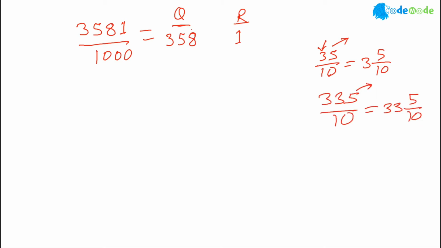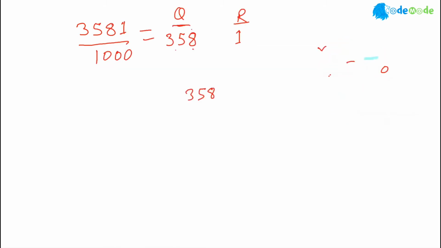But if I want to take 358 out of 3581, am I doing it correctly? No, I'm not doing it correctly. My bad. This is not 358. This will be 3000 and this will be 581. Correct? Yes.